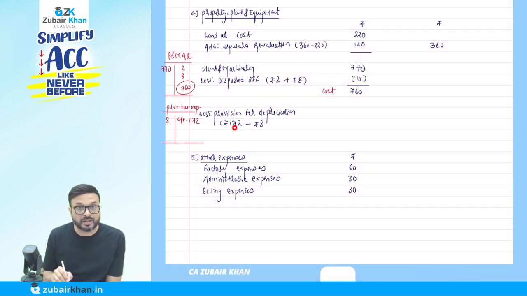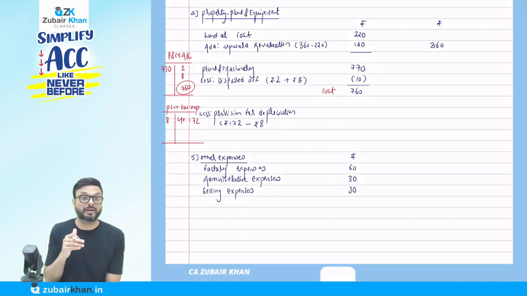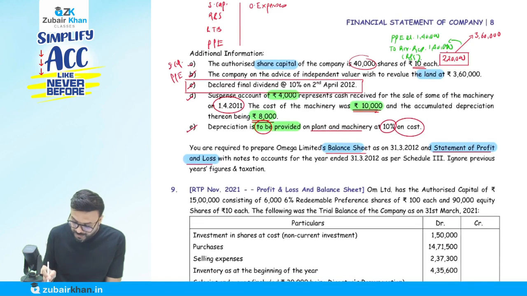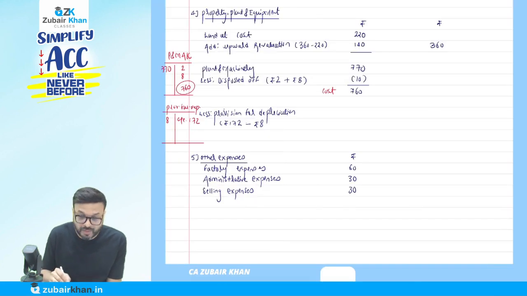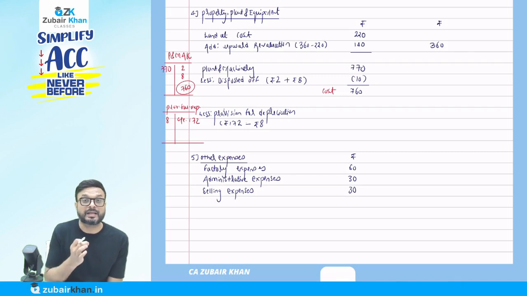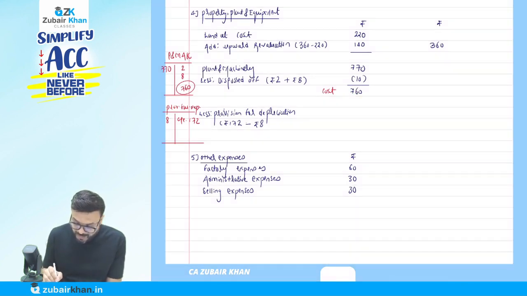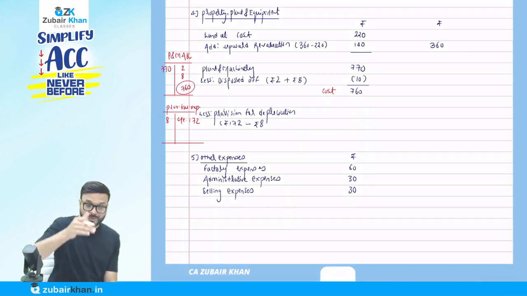Okay, so if they tell you to charge the depreciation on WDV, 760 is the cost. Then whatever is the provision for depreciation, if you deduct it, whatever value comes, that is WDV. On that, we have to charge 10%. If they mention in the question 10% of WDV, what I will do is take this cost and minus accumulated depreciation, that is 172 minus 8. That is accumulated depreciation. Whatever value comes, that is WDV. On that amount, we have to charge the depreciation for current year.